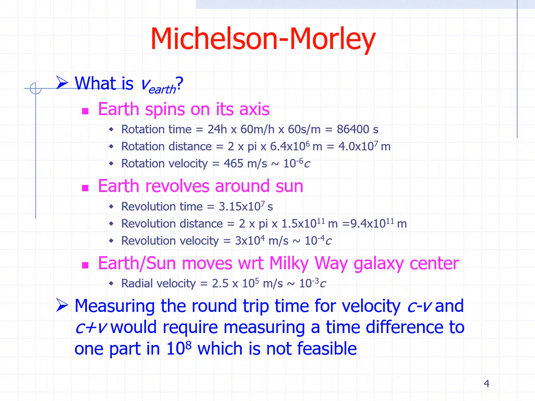So therefore, in order to measure the round trip velocity, we have considered the case of upwind, which was c minus v, and c plus v, which was the case of downwind. There must be a time difference between the two paths.